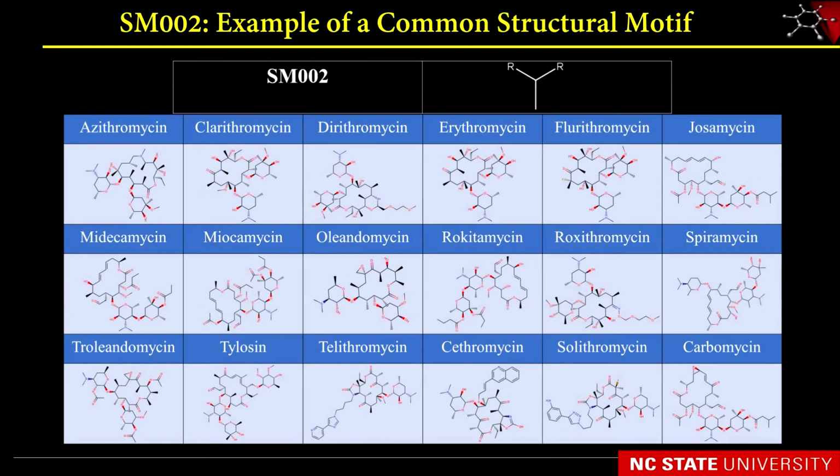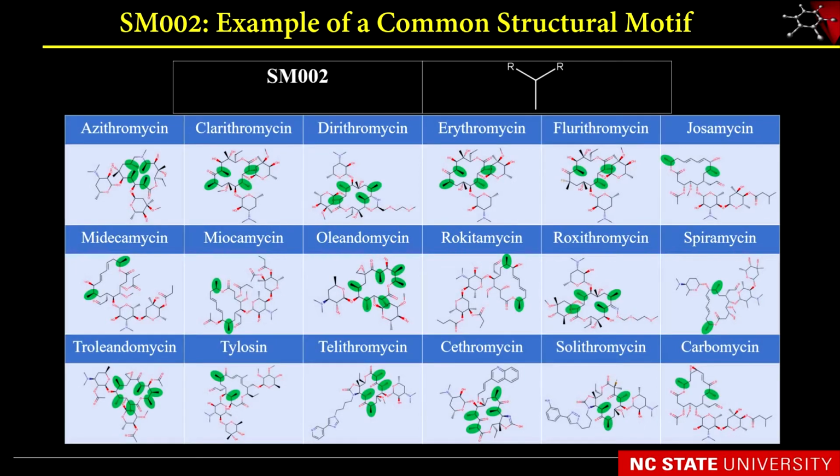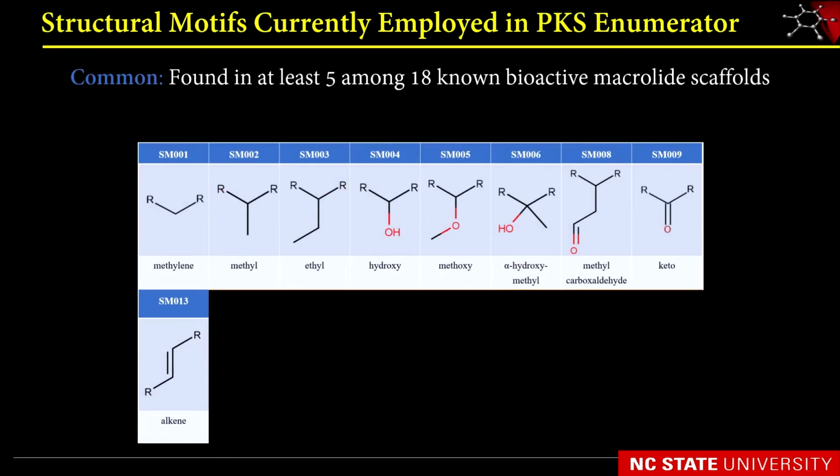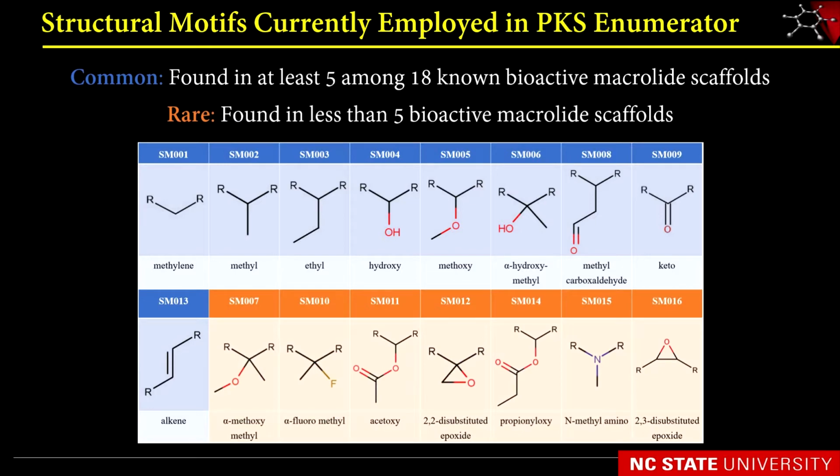For example, SM002, which is a methyl structural motif, is found and extracted from all 18 bioactive macrolides that we studied. And what we did next, we divided the structural motifs into two different categories, common and rare, based on how frequently they were observed on those bioactive macrolide scaffolds. For example, if it is found in at least 5 among those 18 bioactive macrolides, we put them in the common bin. If it is found in less than 5, then we put them in the rare category.